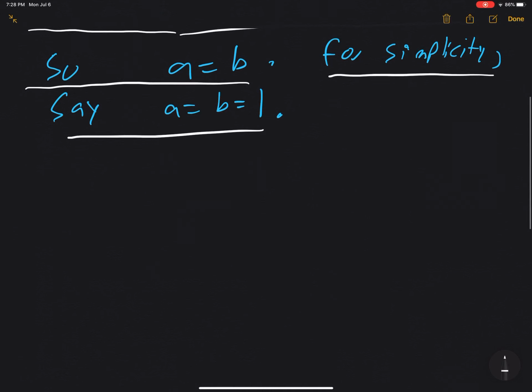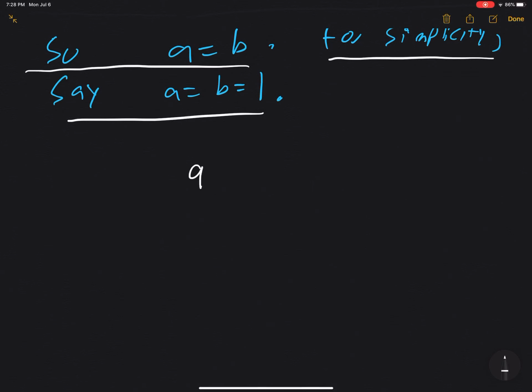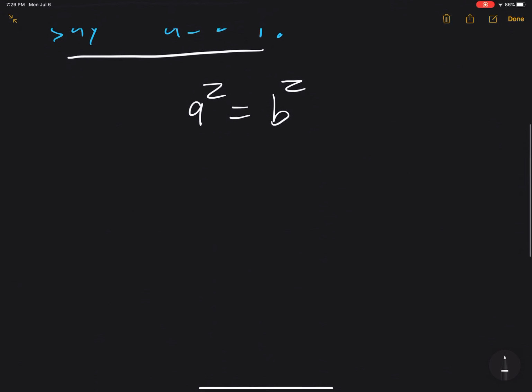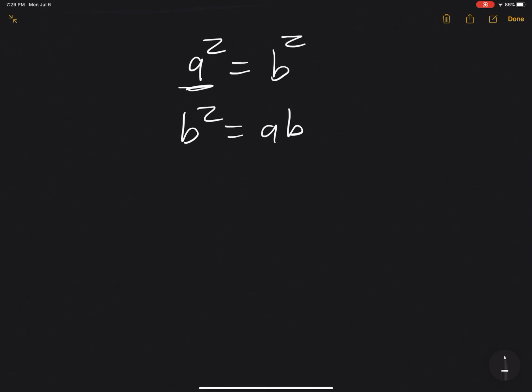So with the knowledge that a is equal to b, it's clearly true that a squared has to be equal to b squared, as squaring something does not change the initial value. And since a squared is equal to b squared, if we replace one of the 2 a's with a b, we know that b squared is equal to a times b. b squared is equal to ab.